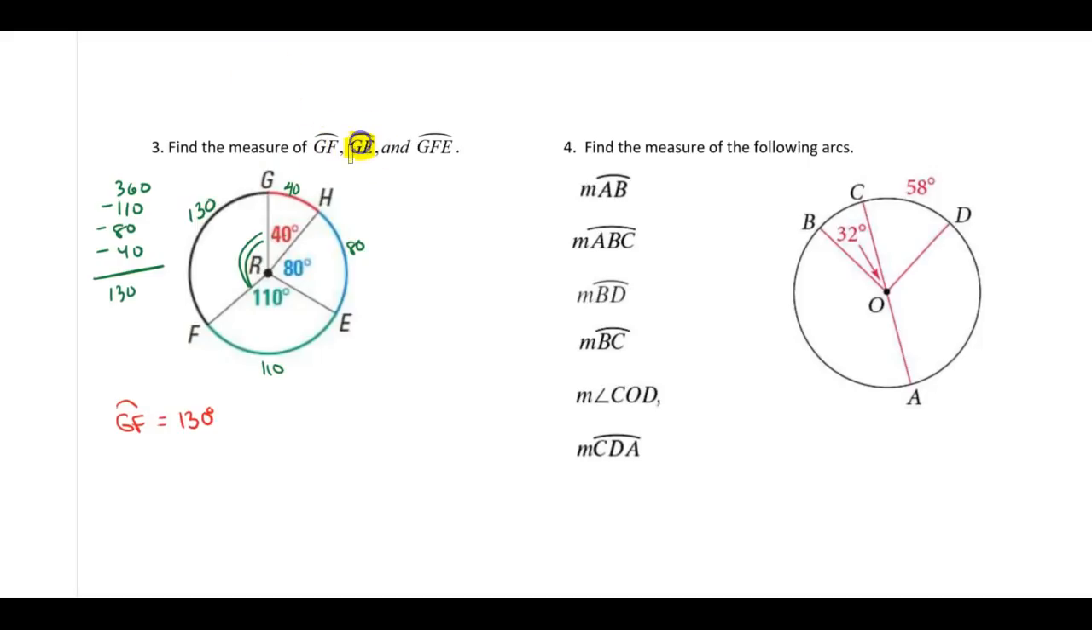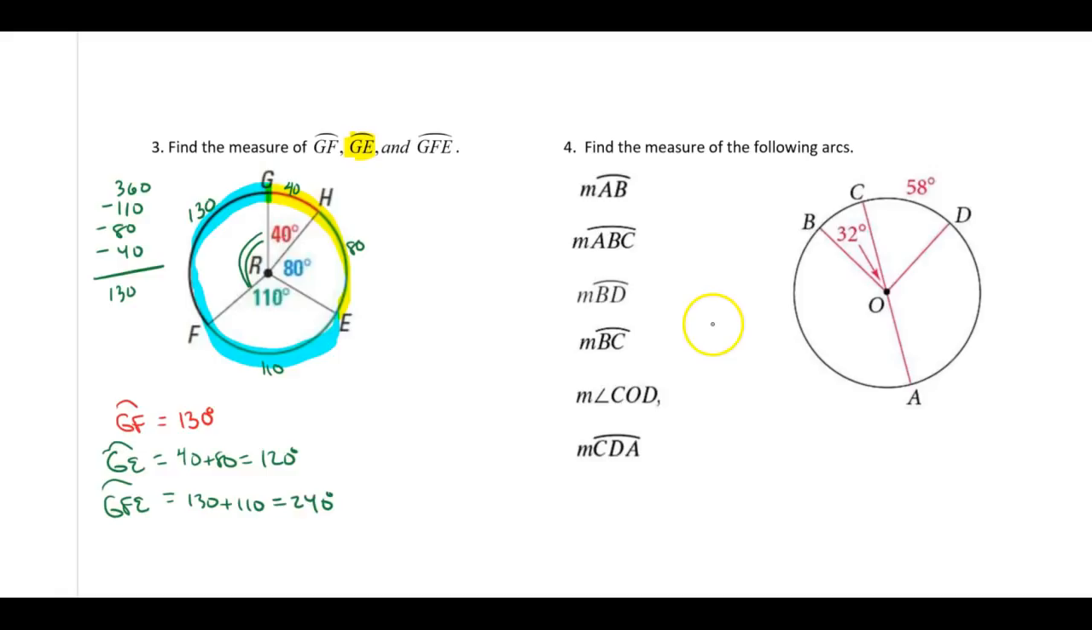Now, arc GE, if I highlight it here, from G I'm going to go the short route. I'm not going to go the long route because it's only named using 2 points. So the short route is from G to E. So what am I going to do? I'm going to say arc GE is 40 plus 80, which is 120 degrees. Now arc GFE, right? That one, arc GFE, is going to be 130 plus 110, which is 240 degrees. Okay?